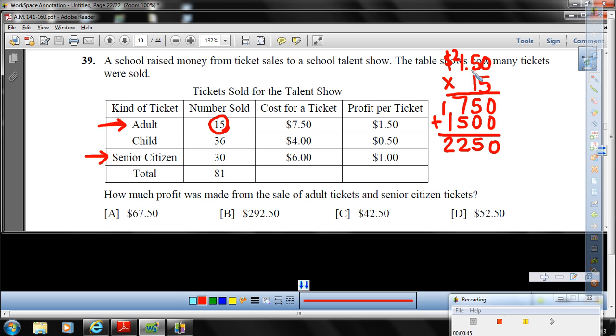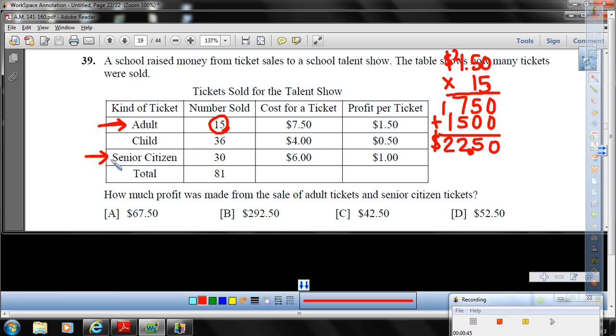Don't forget, we're working with money here, and we can see that we need to move our decimal over 2 places. So we move our decimal over 2 places and include our dollar sign. We know that the total amount profited from the adults was $22.50.